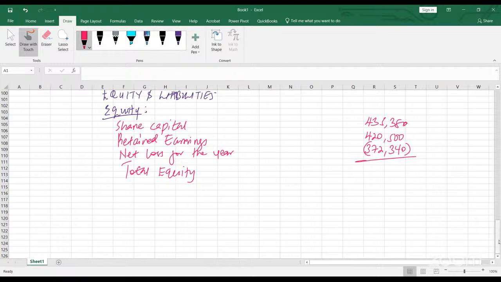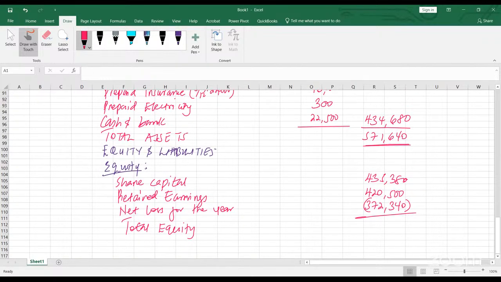So, what will be the total equity? Let's get a total equity figure. 435,380 plus 420,500 minus 372,340. So equity, this is 483,540. That is our total equity.